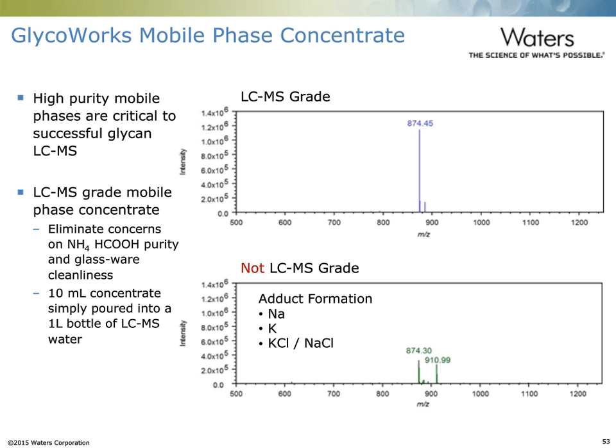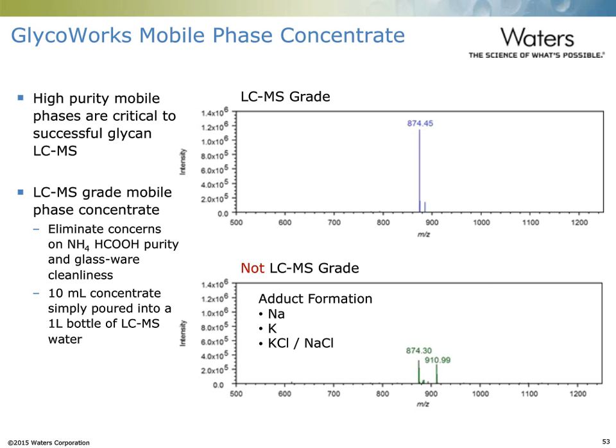The developed LC-MS-grade mobile phase concentrate eliminates concerns on mobile phase additive purity and laboratory glassware cleanliness. This concentrate is provided in a 10 milliliter volume that can be simply poured into a 1 liter bottle of LC-MS water to generate the recommended aqueous mobile phase.